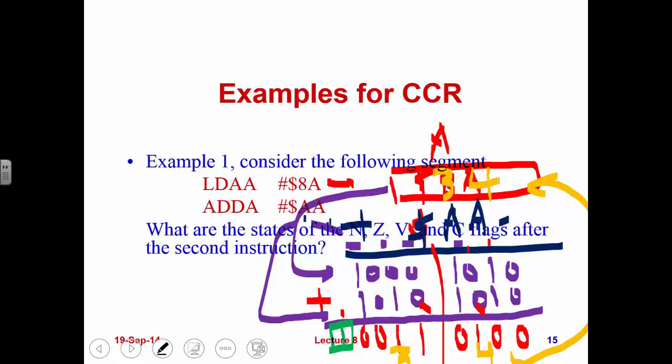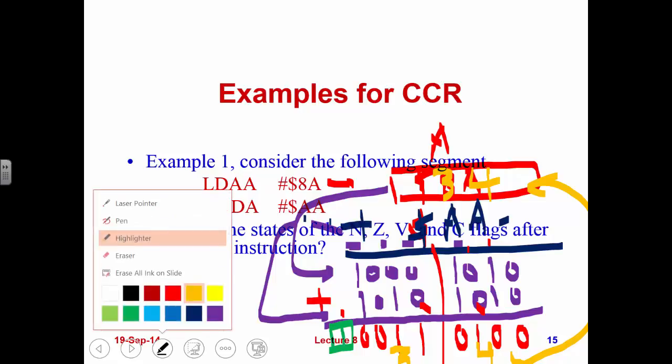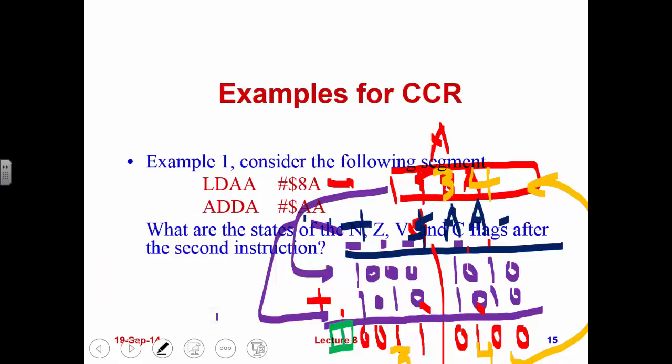So then here, this is what we need to check. This is what we need to check very carefully. So obviously, here we do have carry. You see, we have carry here, the green one here. We do have carry here. See, we have carry here. This is carry. So C definitely is 1. Of course, you have carry from the leftmost bit, from bit 7. Okay, that's no problem.